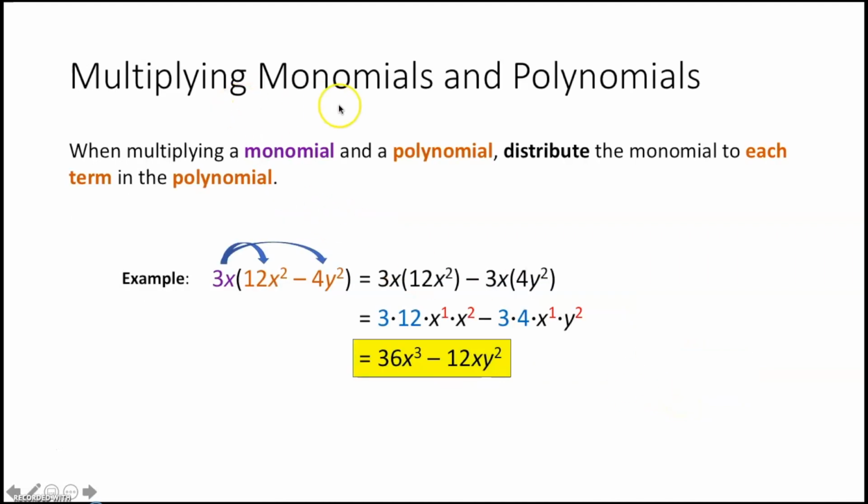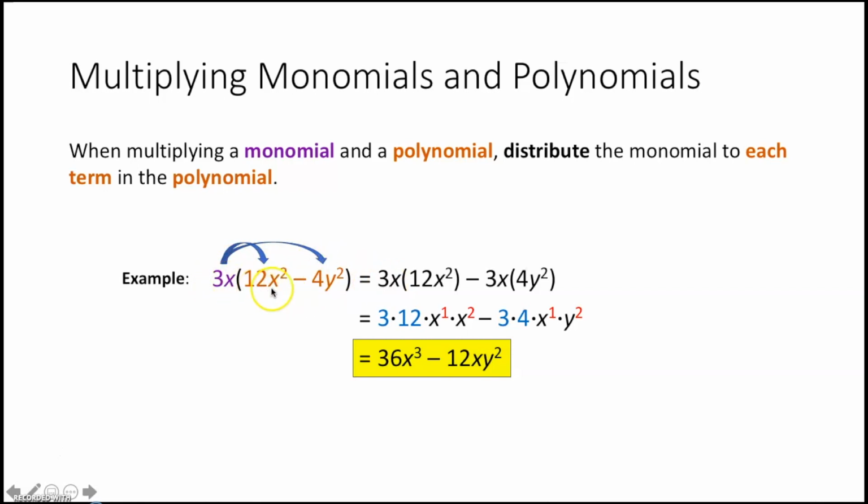Now let's talk about multiplying monomials and polynomials. So when multiplying a monomial and a polynomial, you're just going to distribute the monomial to each term in the polynomial. So we know the distributive property. If you have something multiplied out front of a polynomial, you just need to distribute it to each term and then do exactly what we were doing.